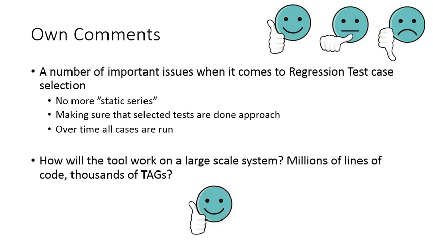What I'm a bit skeptical about is how this will work on a real large-scale system. I was thinking, for example, of a banking system or something similar. When you have millions of lines of code, you probably have thousands of tags. So how will these prioritizers for the tagging work in this kind of system? That's where I'm a bit skeptical.